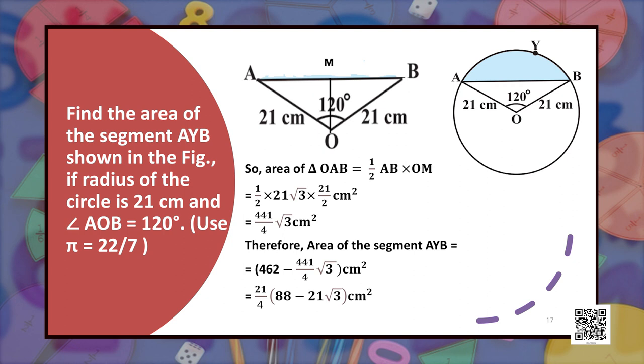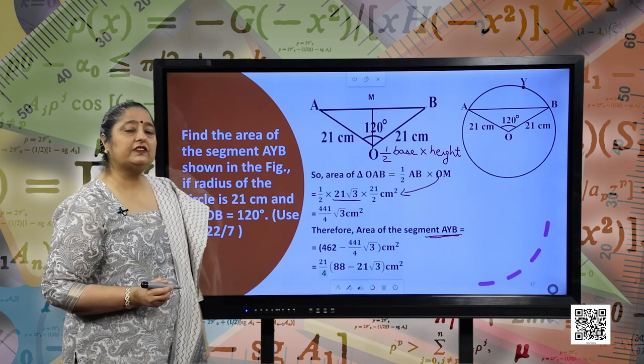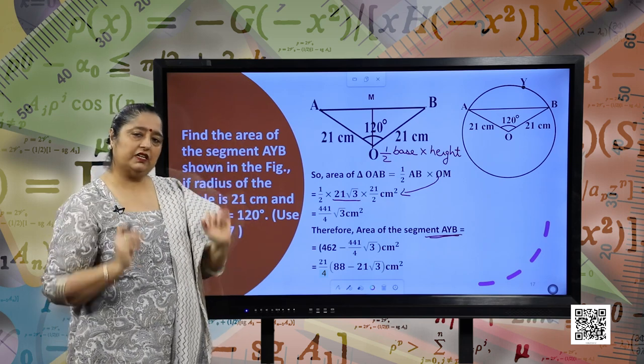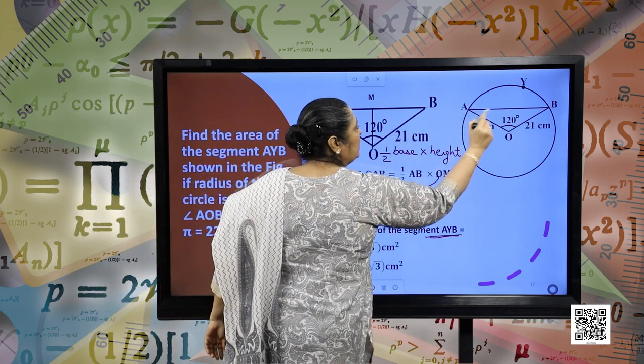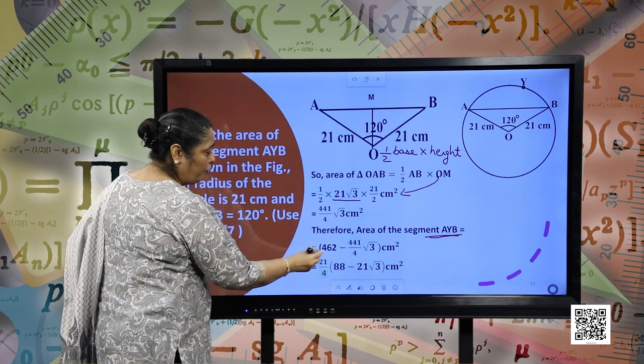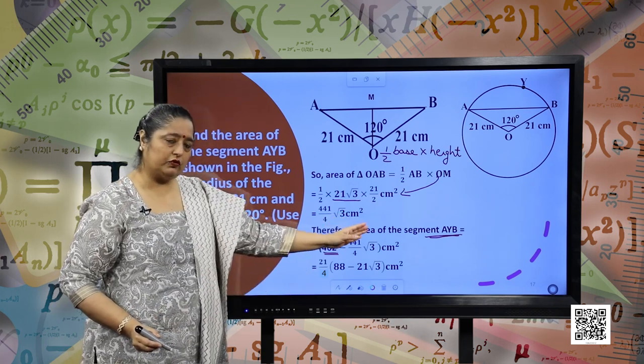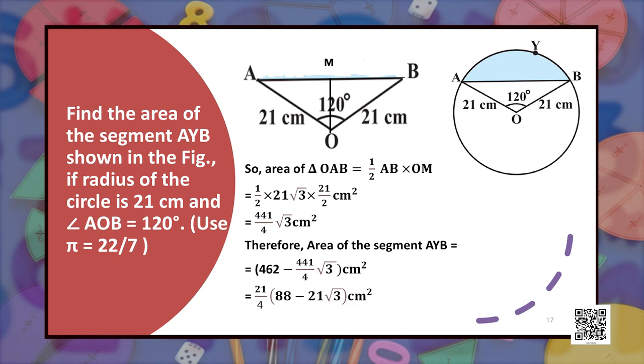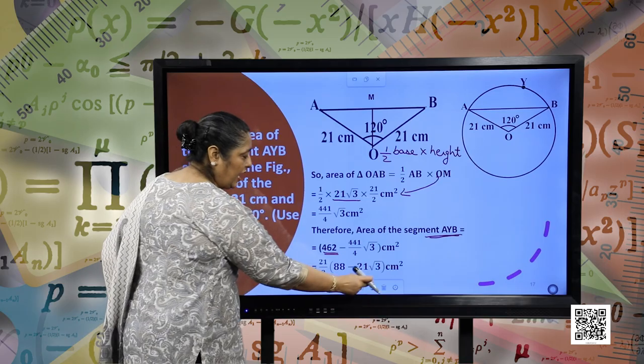We have already calculated the length of AB as well as OM. Now, AB is 21 root 3, substituting the value, and OM is 21 by 2. Now, calculating all this, we have area of the triangle OAB as 441 root 3 divided by 4. Therefore, area of the segment AYB will be area of the complete sector minus the area of the triangle. We have both now. So, 462 minus 441 root 3 divided by 4. Calculating it further, we have 21 by 4 as common and 88 minus 21 root 3 centimeter square. I hope this is clear.